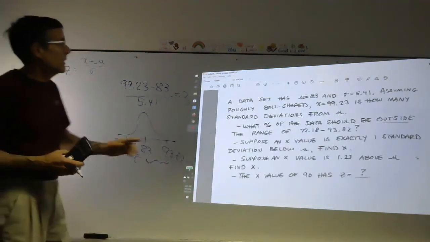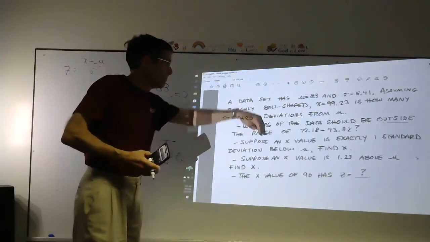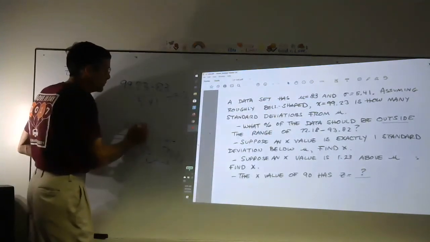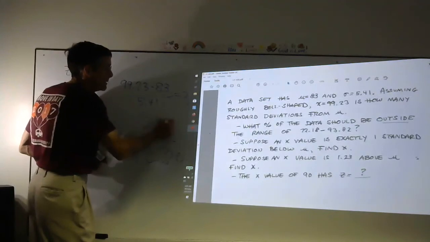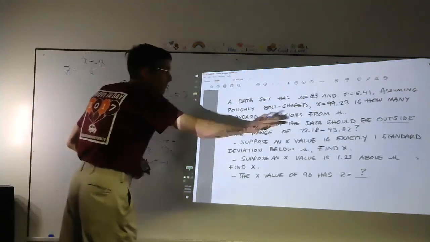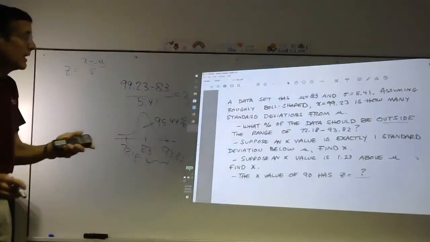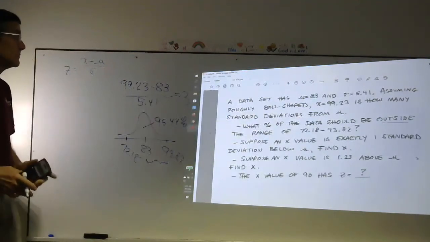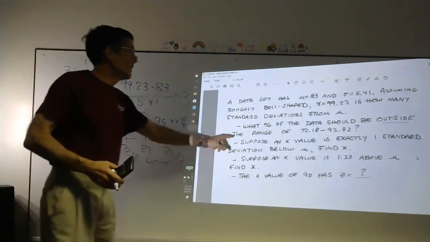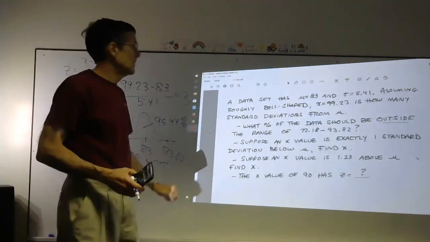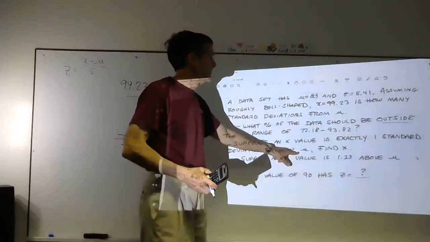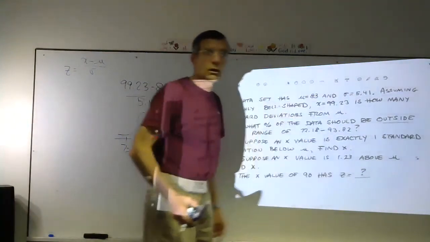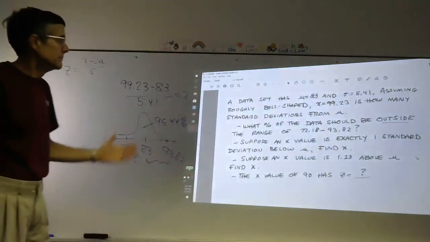Don't we know that when you are 2 standard deviations above and below, you have to have 95.44% of the data here? The question says, what percent of the data should be outside of that? Simply subtract that from 100%. Suppose an x value is exactly 1 standard deviation below the mean. Find the x. If it's 1 below, just subtract 1 off of it, right?